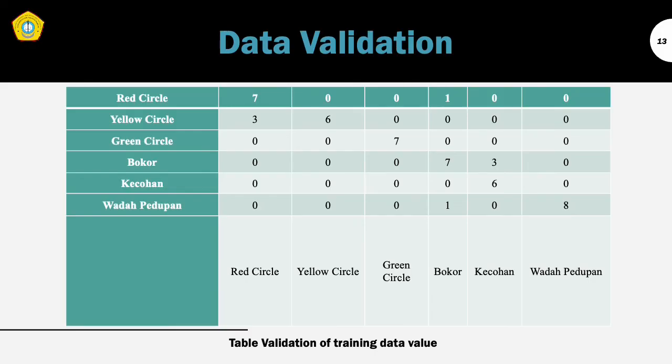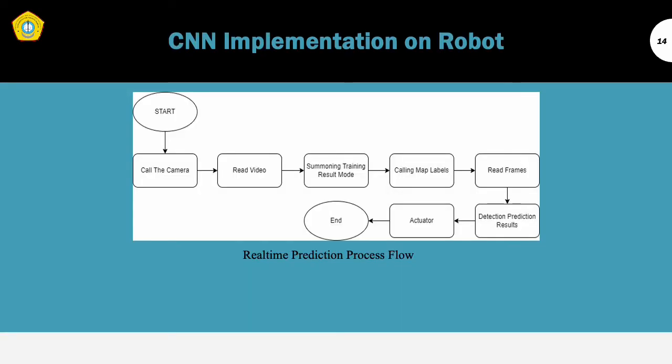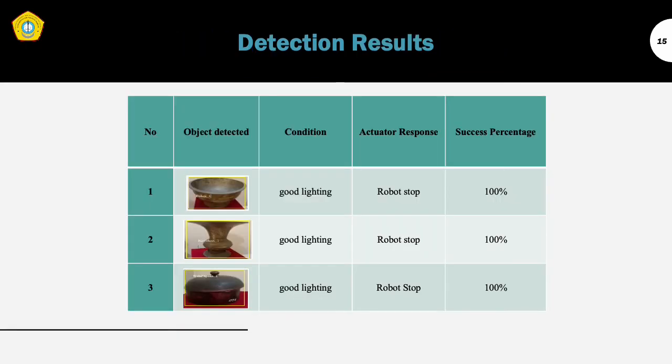This is the data validation. And then this is the CNN implementation on the robot. And this is the detection result from the robot.